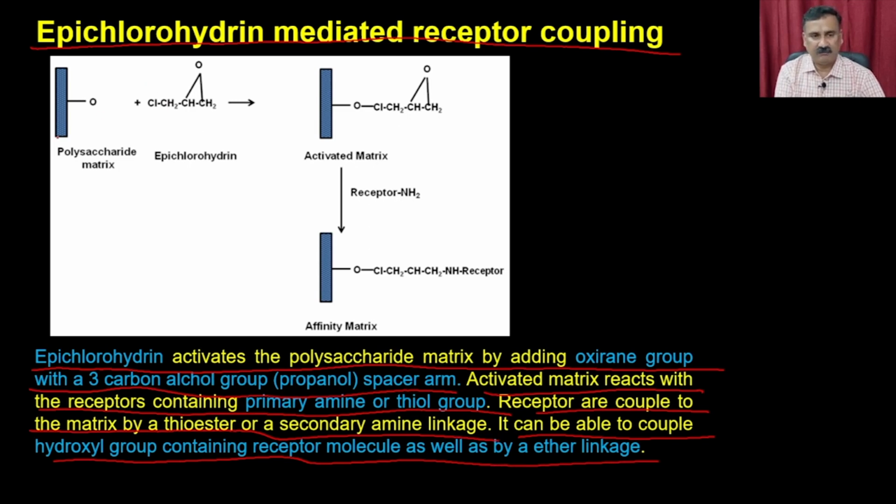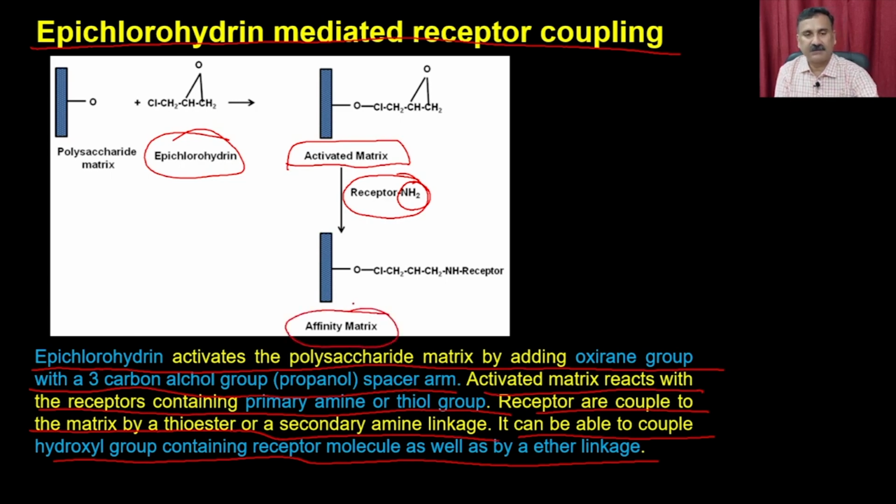So in a polysaccharide matrix, when you add epichlorohydrin, it is going to form the activated matrix. And on this activated matrix, when you add a receptor which has a free amino group, it is going to get tagged, and that's how you are going to have the affinity matrix.